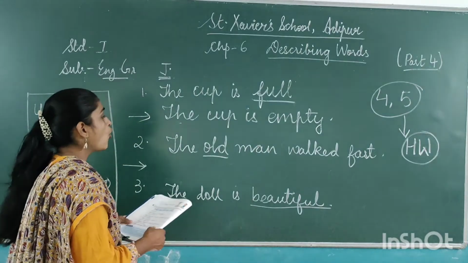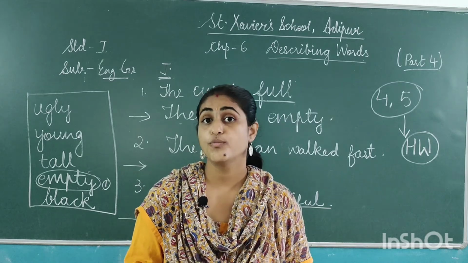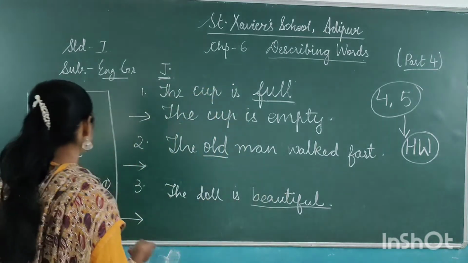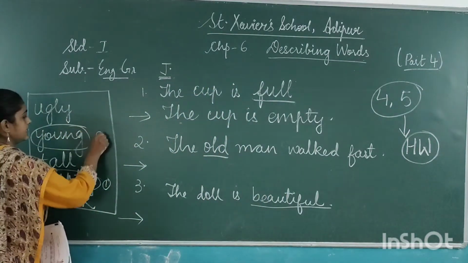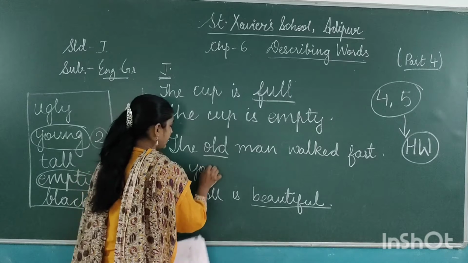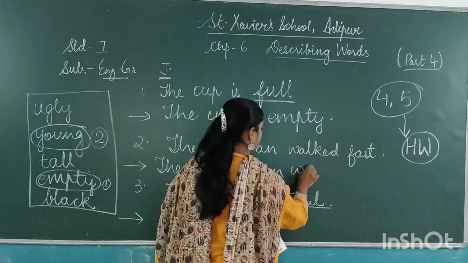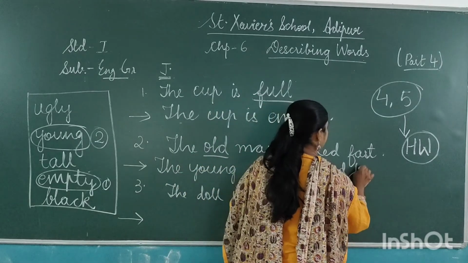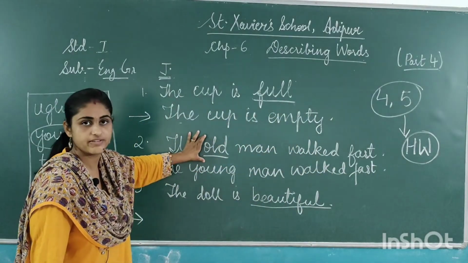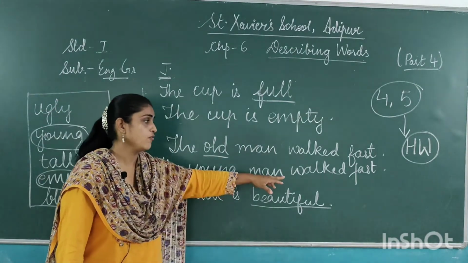Okay. Next, the old man walked fast. The old man started walking fast, so what will be the opposite of old? Young. So old will be young. The opposite of old will be young. So here you can see number 2. So you will write here: the young man walked fast. Now see children, you don't have to change anything in the sentence, only the word which is underlined. You need to change that word only. Okay, the young man walked fast.